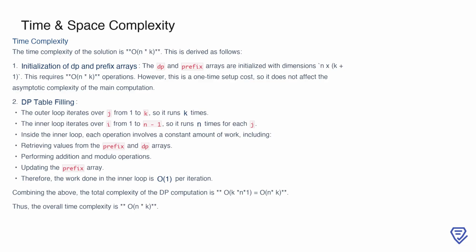Next, in the dynamic programming step, we have 2 nested loops. The outer loop iterates k times, once for each segment we want to create, while the inner loop iterates n times, once for each point. Inside the inner loop, the operations, such as accessing values from the dp and prefix arrays, performing addition and modulo operations, and updating the prefix array, all take constant time, or O(1). Therefore, the total complexity of the dynamic programming process is k*n*1, which simplifies to n*k. When we combine this with the initialization step, the overall time complexity remains n*k.